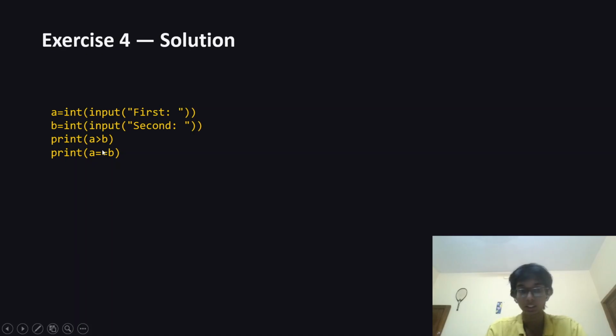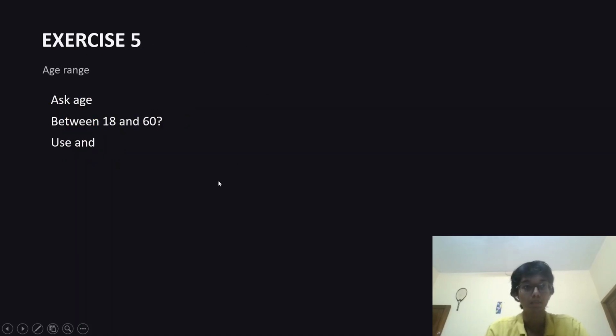Now it's time for us to check exercise number 5. The first one is age range. We have to ask for age. We have taken input age and we have to check if it's between 18 and 60. We are going to use AND for this. So your time starts now. I'll reveal the code later.